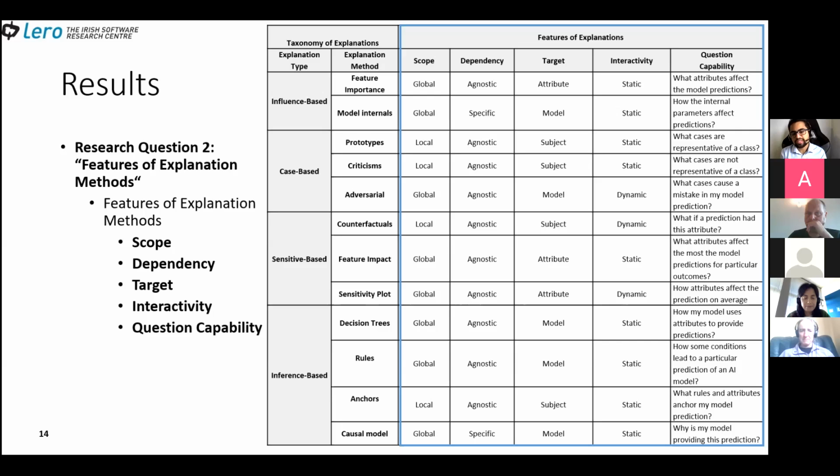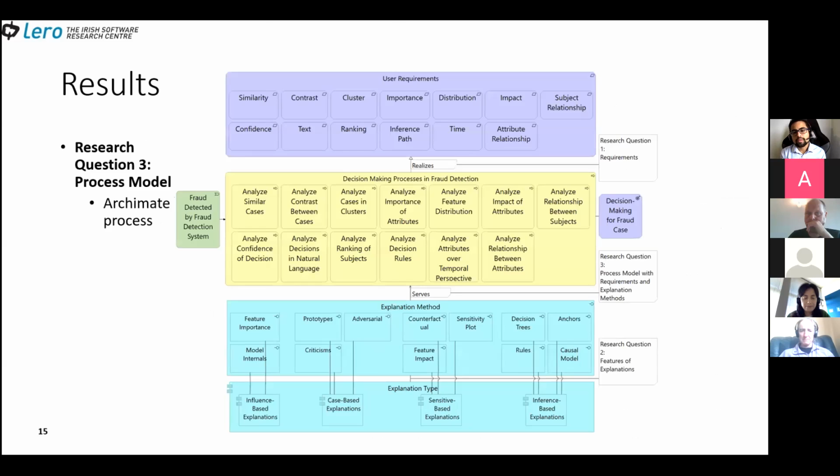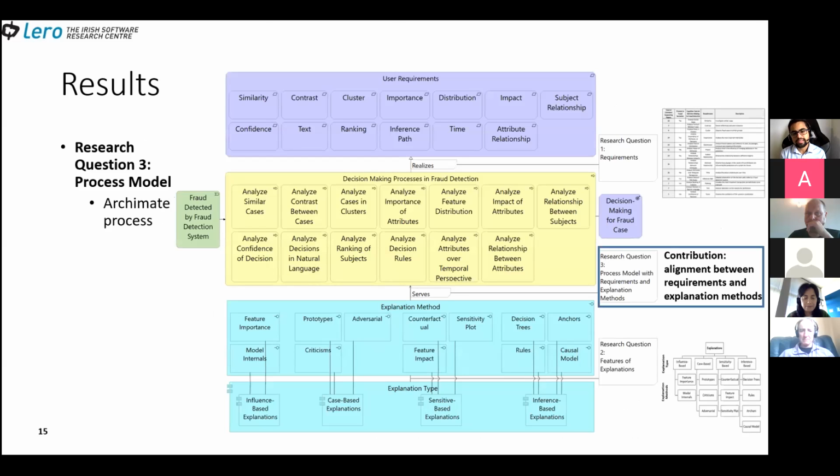So given the results from my research questions 1 and 2 presented, the next results regard the development of the process model itself, which is within my research question 3. So for that, I have developed a meta design with the identified requirements and decision-making tasks of the fraud experts together with the classified explanation methods in the taxonomy.